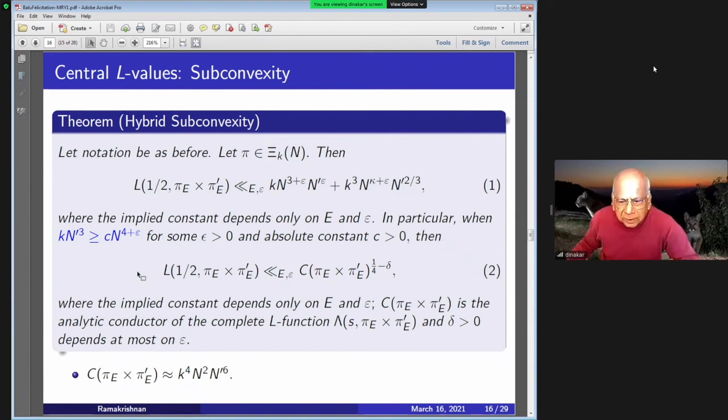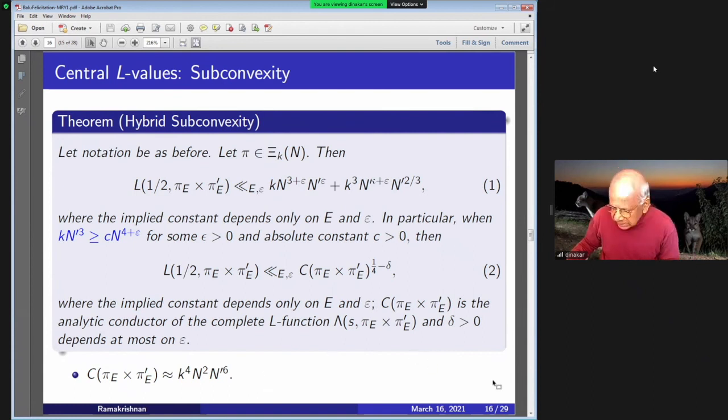Okay, if you think of n and n prime, and also k, you can also vary k. So either k or n prime has to be large compared to n. That's the condition. Or you can fix one, whatever. And then this is of course the analytic conductor of the complete L function. I should have mentioned before that the analytic conductor is like k to the fourth n squared n prime to the sixth. So the 1/4 power will be k n to the 1/2 n prime to the 6/4, or 3/2.